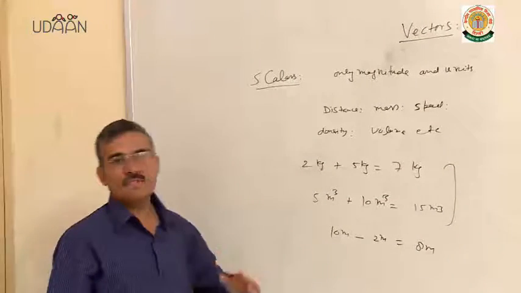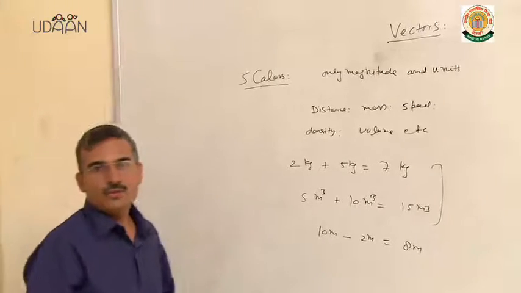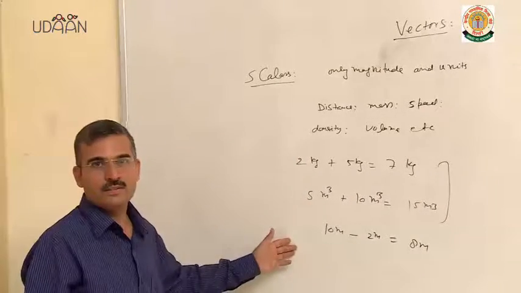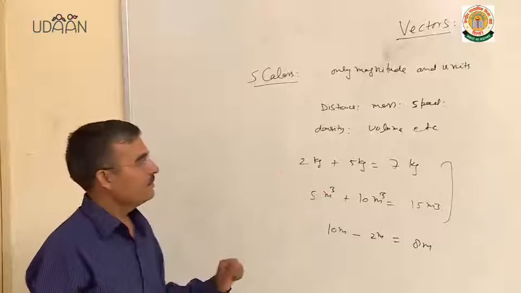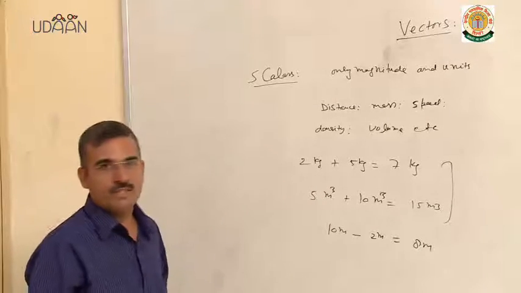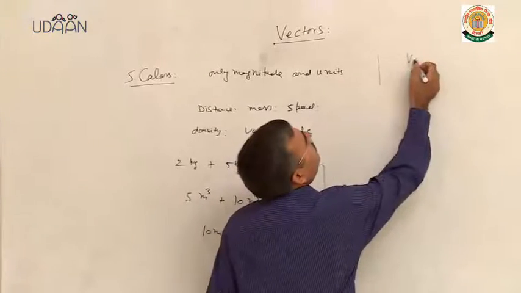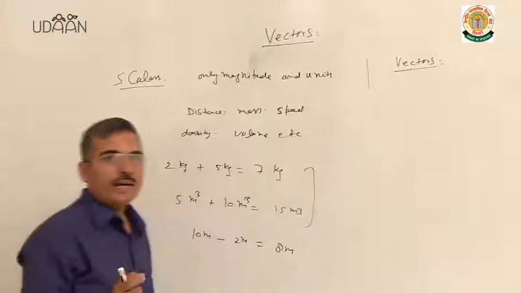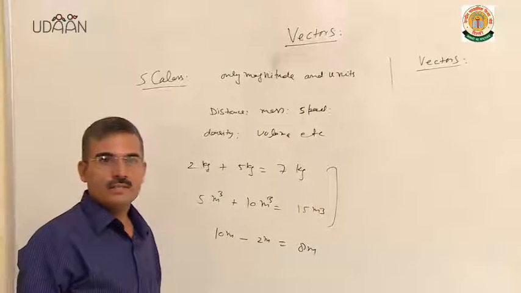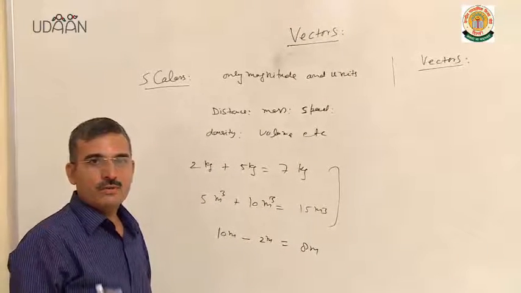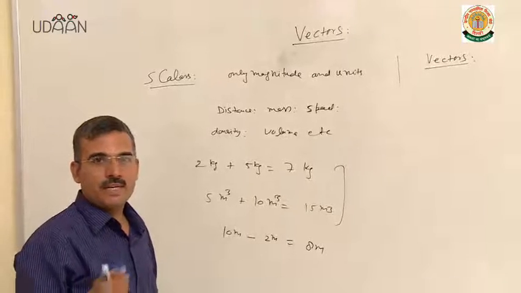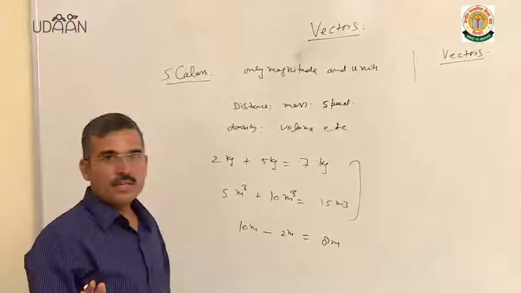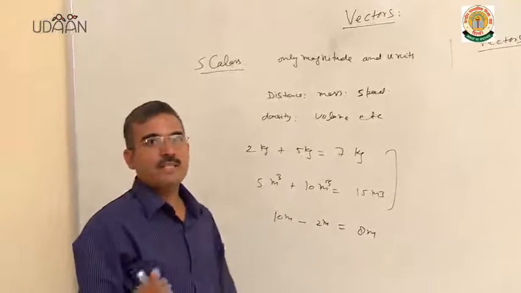But there are some physical quantities which do not follow these rules of addition and subtraction. Those are different and are known as vectors. Vectors are those physical quantities which can be completely explained by magnitude and direction. Without direction, the explanation is incomplete.